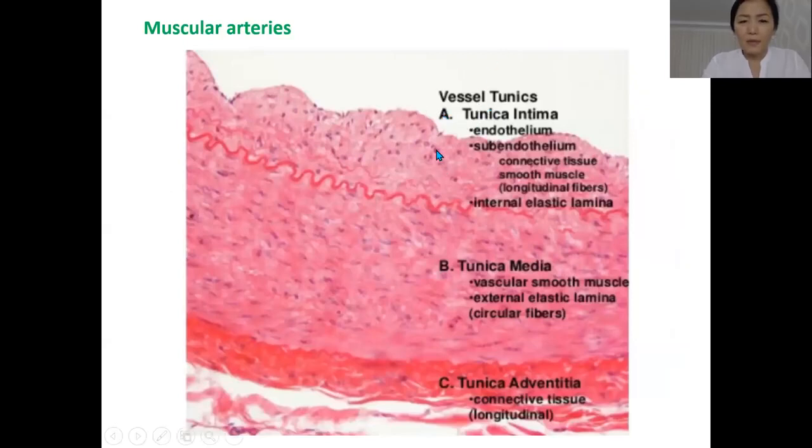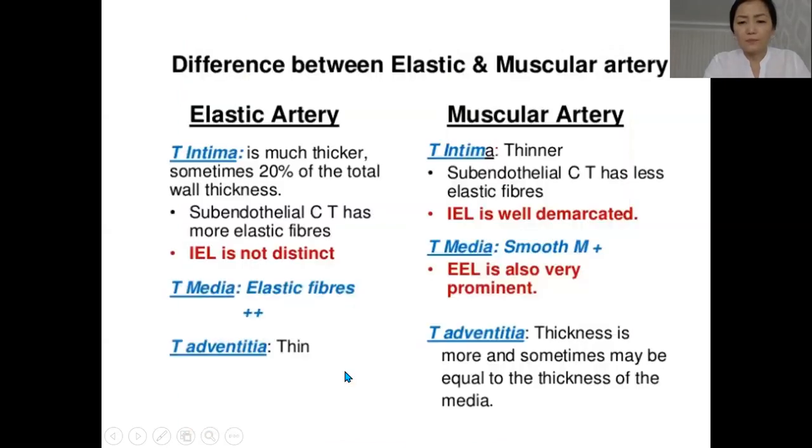Look, in your slide, muscular artery looks like here. Tunica intima, we said this line, endothelium, and the subendothelial connective tissue with smooth muscle cells and elastic fibers. Look, what is it? Of course, this is the internal elastic lamina, which is clearly seen here. In elastic artery, not clearly seen, but in muscular artery, clearly seen. Tunica media consists of smooth muscle cells, and tunica adventitia consists of connective tissue.